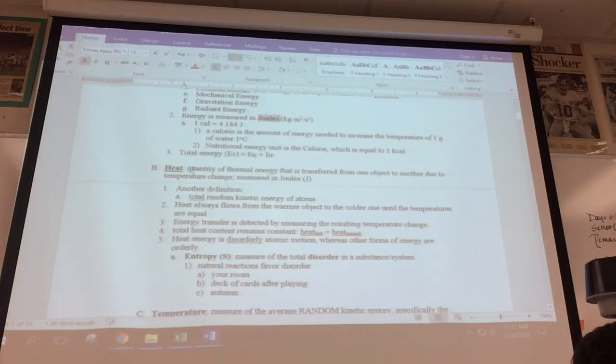Heat is the quantity of thermal energy that's transferred from one object to another. You can measure it based on a change in temperature. It's also known as the total random kinetic energy of atoms.